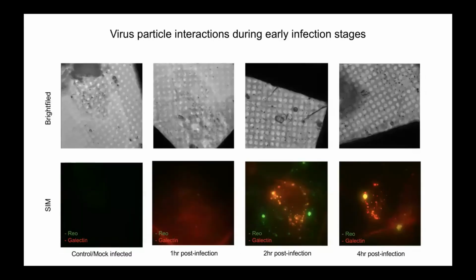So what we did was, in effect, take snapshots. As I warned at the beginning, that's how we follow dynamic processes. We take snapshots. So we use samples that were mock infected, 1 hour post-infection, 2 hours post-infection, and 4 hours post-infection. And in this process, just by using the cryoSIM, we were able to follow the accumulation of viral components.